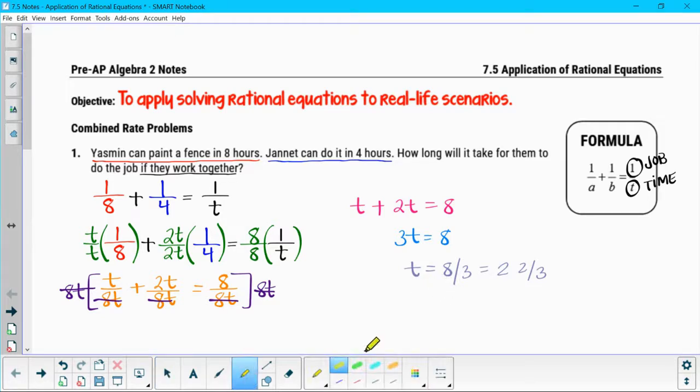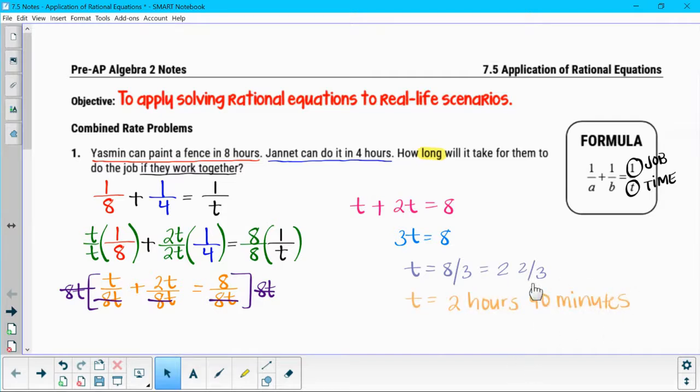Well, they do ask us how long does it take them to do it, and I can't really say it takes them 8 over 3 time. We do want to convert this to hours and minutes. So I'm going to write this as 2 and 2/3 because 3 goes into 8 twice with 2 left over. So this is going to represent 2 hours and 40 minutes. Now, I got 40 minutes because 1 hour is 60 minutes and 2/3 of 60 is 40.